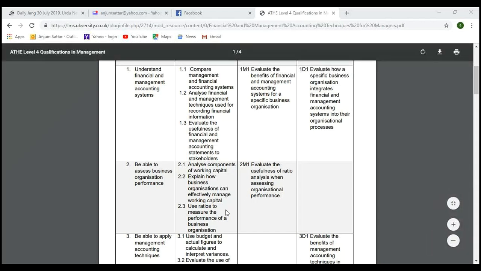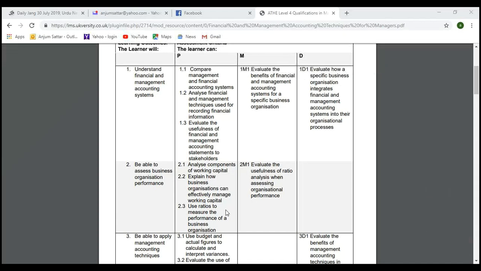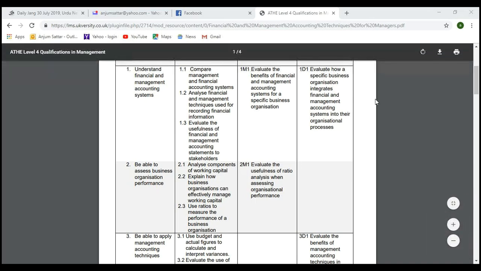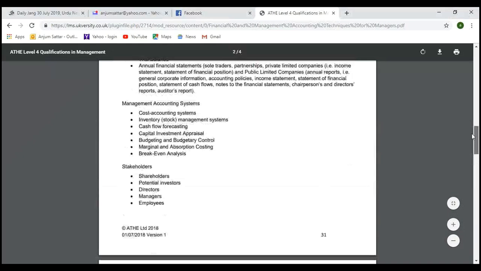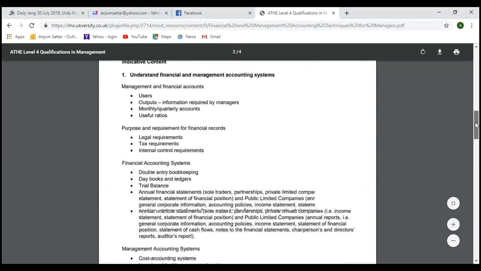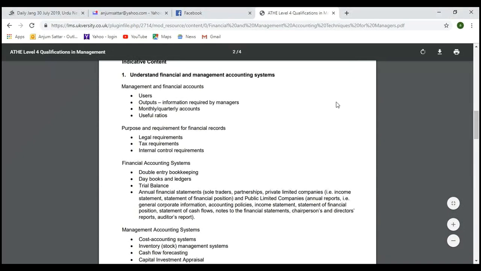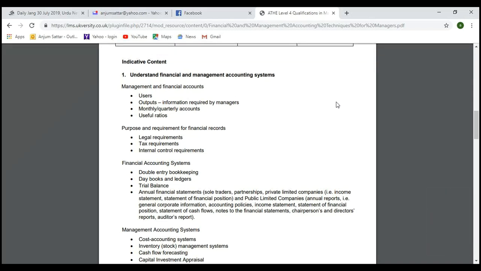Okay, so we'll go through learning outcome one. We discussed comparing management and financial accounting systems. There we discussed the financial accounting system, analyzing the management and financial accounting techniques to record, and evaluating, and we discussed stakeholders. Last lesson we discussed their output, information, data, and we mentioned ratios a bit.